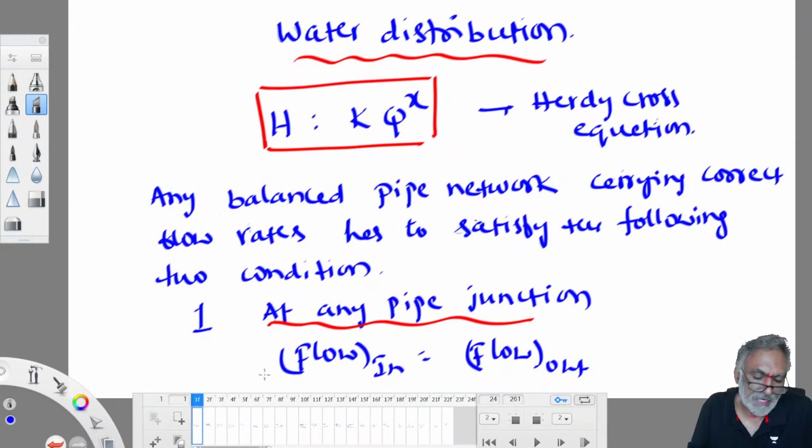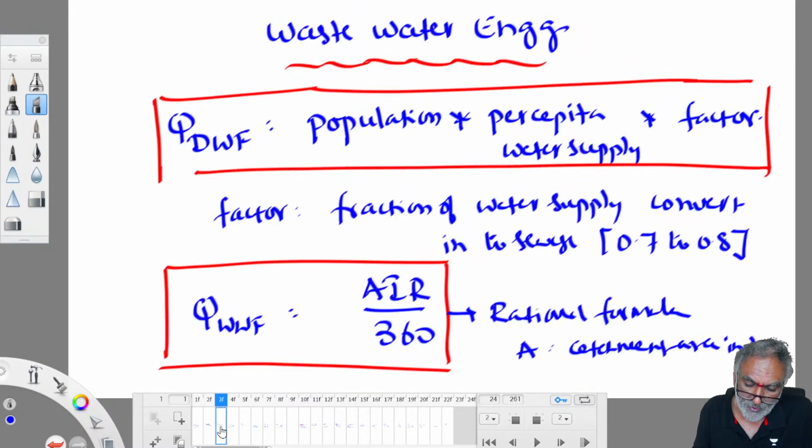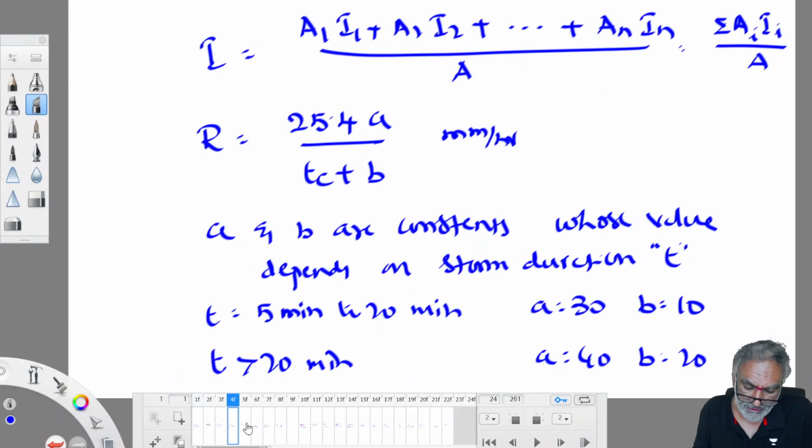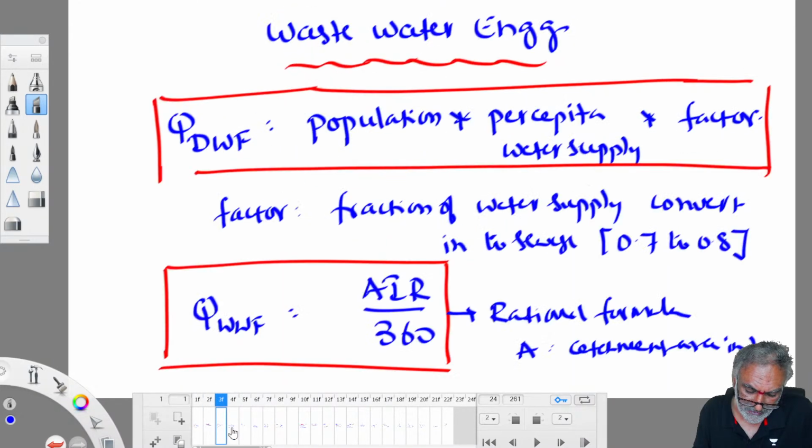So for latecomers, once again, we started with water distribution. Before lunch we completed up to disinfection. Then after lunch, we started with water distribution, then all kinds of numericals that are possible in the GATE exam. So we discussed briefly.